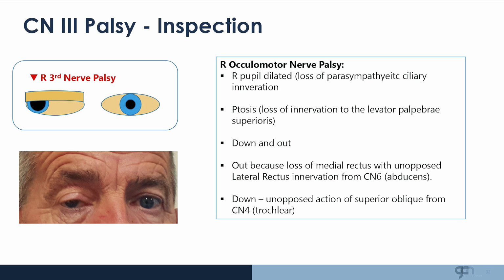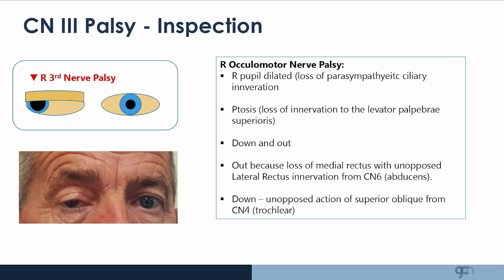Other obvious eye signs that you may see on inspection is a cranial nerve 3 palsy. So in a right cranial nerve 3 palsy, you would expect that the right pupil is dilated. And that's because the oculomotor nerve, which is a parasympathetic nerve, if that's damaged, you will lose the constrictor mechanism, and so the pupil will appear dilated. The patient would also have ptosis, a droopy eyelid, and that's because the oculomotor nerve innervates the levator palpebrae superioris muscle, which is responsible for keeping the eyelid in its appropriate position.